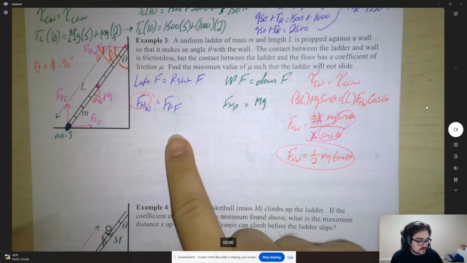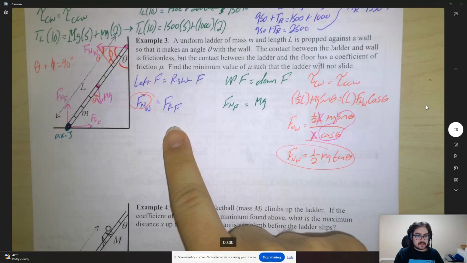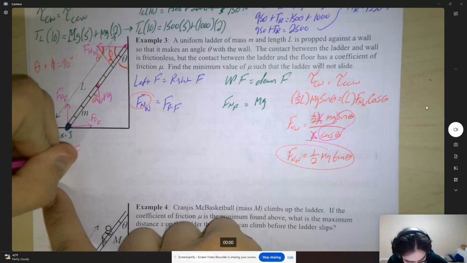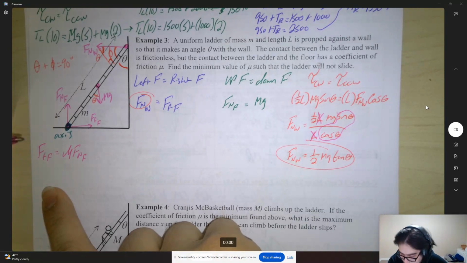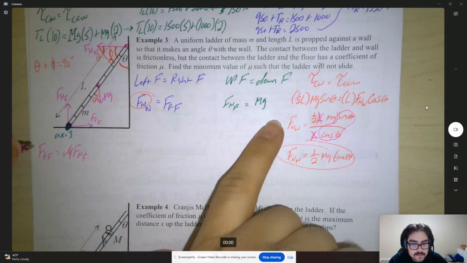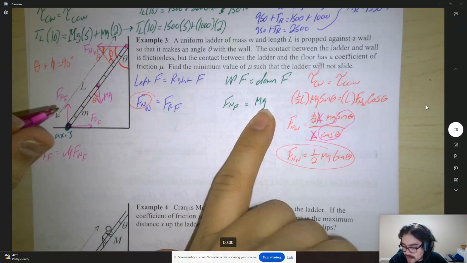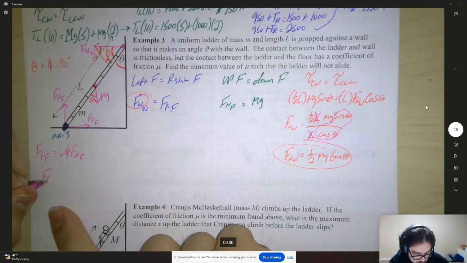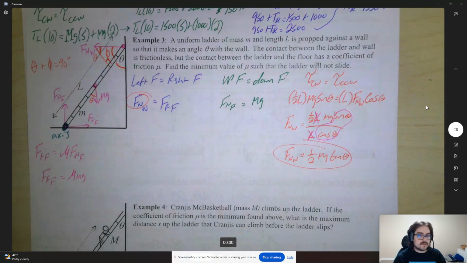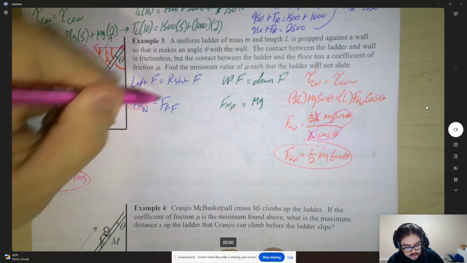Really quickly, the force of friction on the floor should be equal to mu times the normal force of the floor. Well, I know that the normal force of the floor should just be mg, right? So then I can actually just say that the force of friction on the floor is equal to mu mg, right? And that makes things really easy, so we don't have to worry too much about it. That's pretty cool. Okay. So I can take this expression and plug it in for that too.